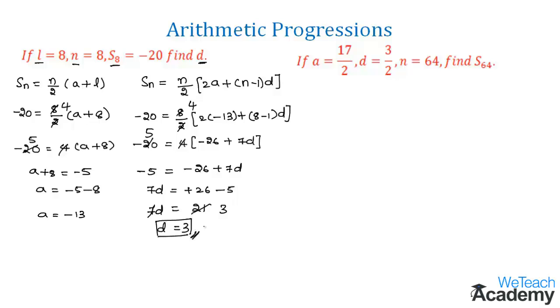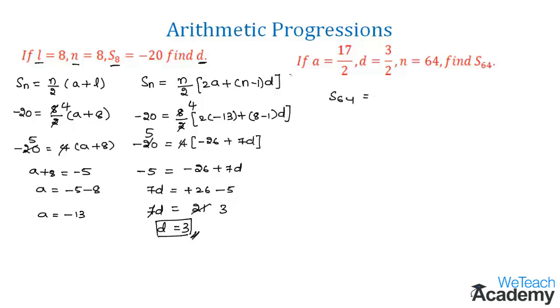Now moving on to the next example. Here, given that the value of a is 17 divided by 2 and the common difference is given as 3 divided by 2 and n is here 64, then we have to find the sum of 64 terms. So by using the formula Sn is equal to n divided by 2 into (2a plus (n minus 1) into d), we can solve this example.